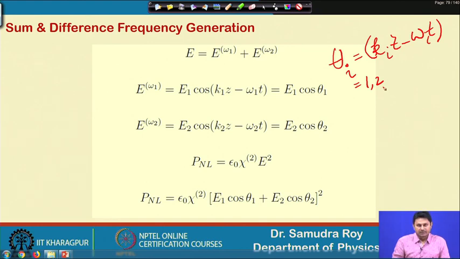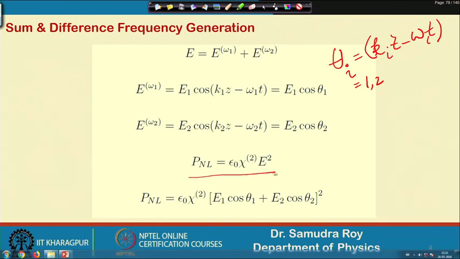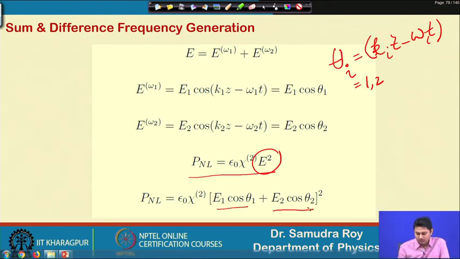Okay. The next thing is now P nonlinear. So, P nonlinear is again epsilon 0 chi 2 E square. When it is epsilon 0 chi 2 E square, this square term is basically nothing but (E 1 plus E 2) square of that thing. So, P nonlinear is epsilon 0 chi 2 and then the sum of two electric fields and square of that. So, here it is epsilon 0 chi 2, E of omega 1, if I write in compact way, plus E of omega 2, square of that.